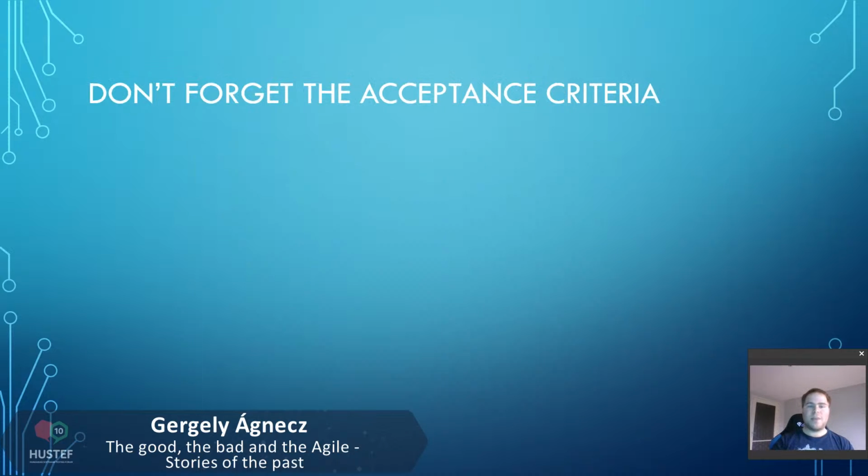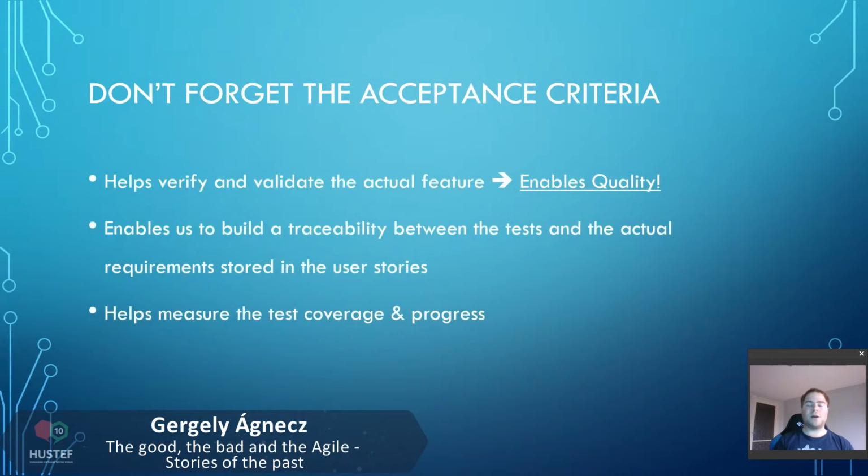Okay, never forget the acceptance criteria. These criteria can be either functional or non-functional, and they help us verify and validate the actual feature. It enables quality itself, because from these acceptance criteria we can make requirements and create traceability between the tests and the actual requirements stored in the user stories.